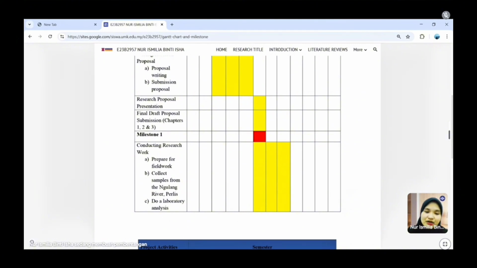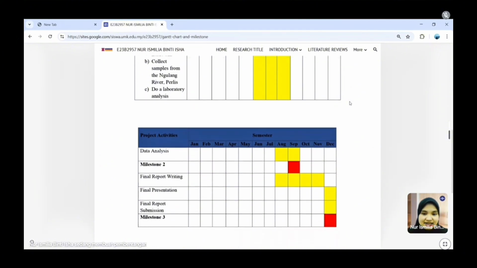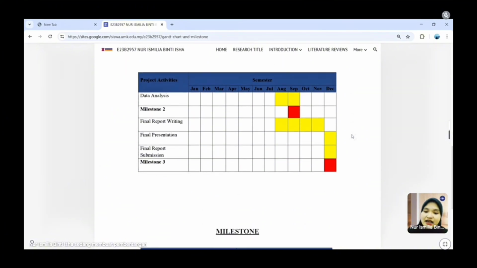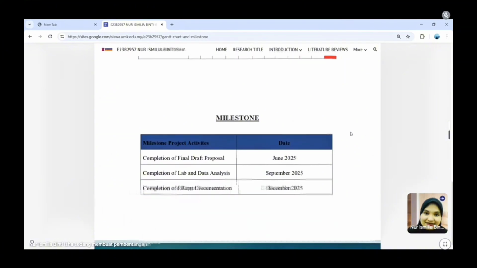Fieldwork, including sample collection and laboratory analysis, is scheduled from June to August. Data analysis will take place in August and September with milestone 2. Completion of laboratory and data analysis is scheduled for September. Final report writing will take place from September to November, culminating in my final presentation in December. Milestone 3, completion of report documentation and submission of the final report, is also scheduled for December 2025.